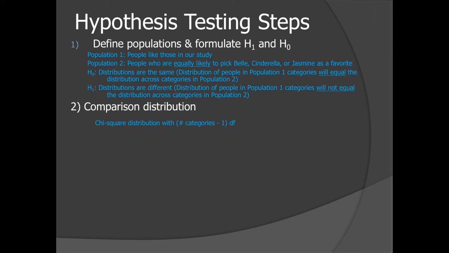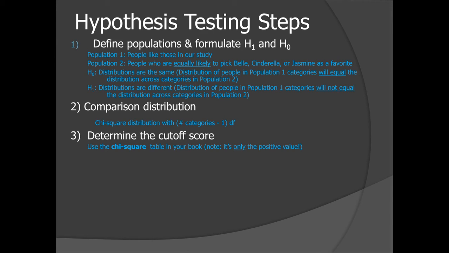Our comparison distribution is going to be a chi-square distribution now with 2 degrees of freedom, because we have 3 categories. So 3 categories minus 1 gives us 2 degrees of freedom. Next, we need to determine the cutoff score using the chi-square table in our book. So if you turn to page 441 in your book to look at the chi-square table, you will see that for a 2 degrees of freedom chi-square test, your critical value is 5.992.